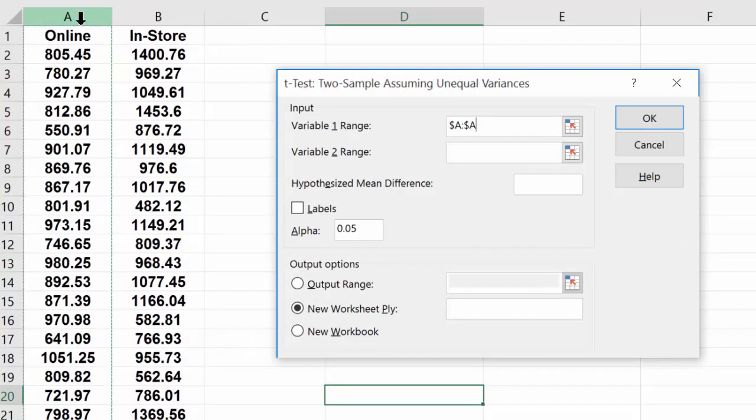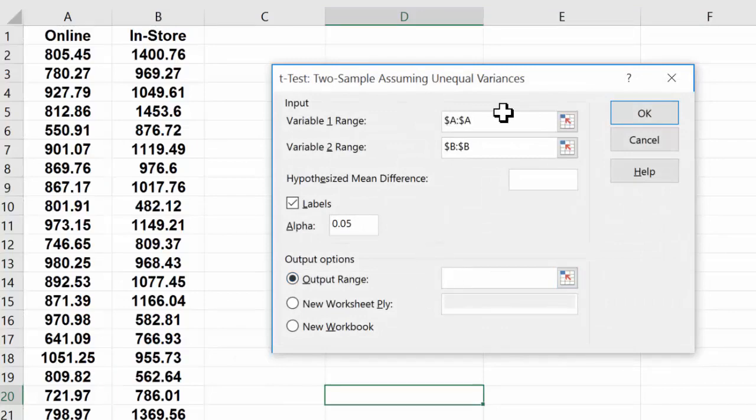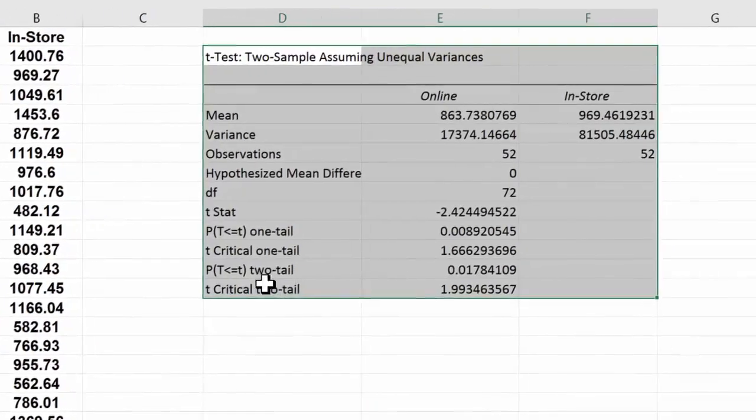It works only in a few places, not all the time, but here you can use this kind of selection, and that will speed up the selection process. So then the second variables appear in the B column. I assume that there are no differences. I have no preconceived idea. I'm going to say that we have labels. I'm going to select the output range, click somewhere here, and then say okay, and here we go.